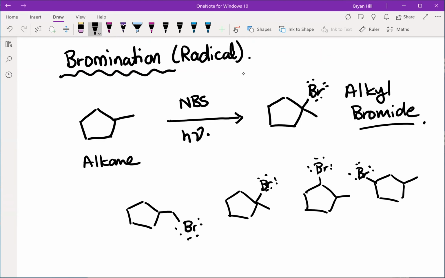I count 4. And the one we make selectively is this one. And so to basically understand how this works, we need an initiator of some type in this reaction. So let's put in.